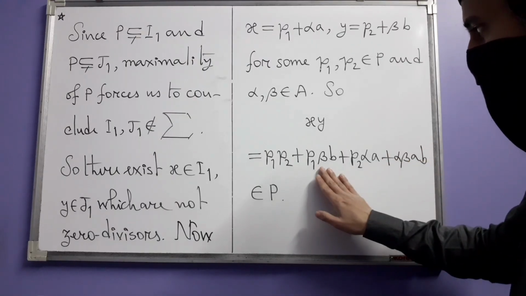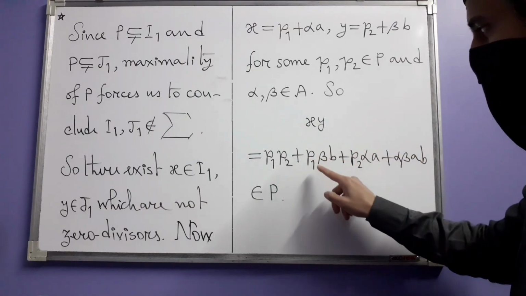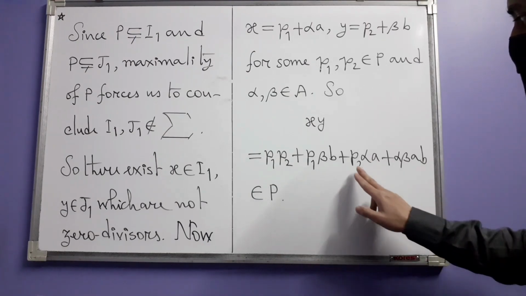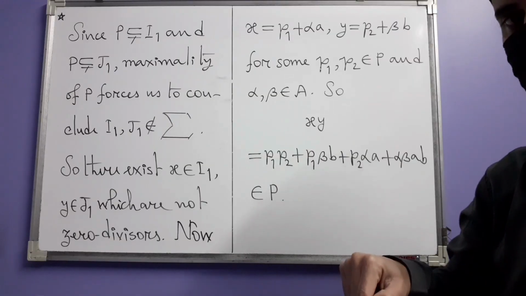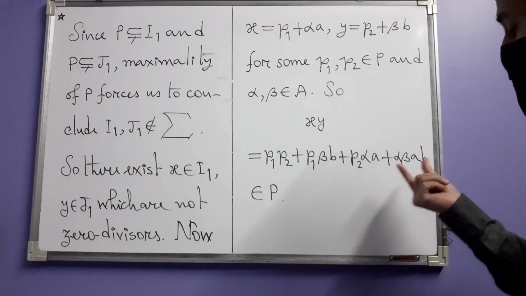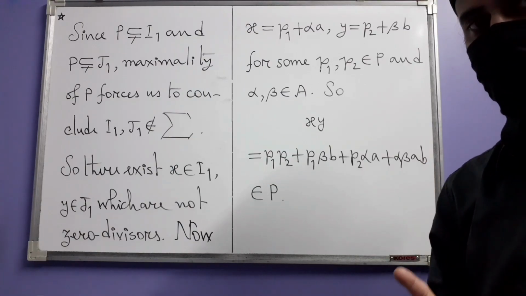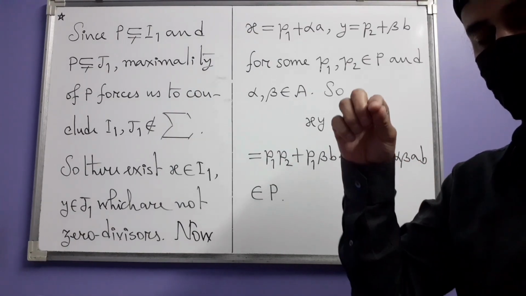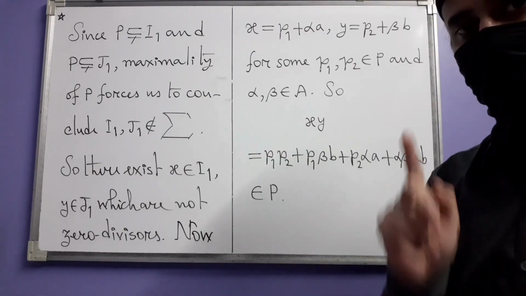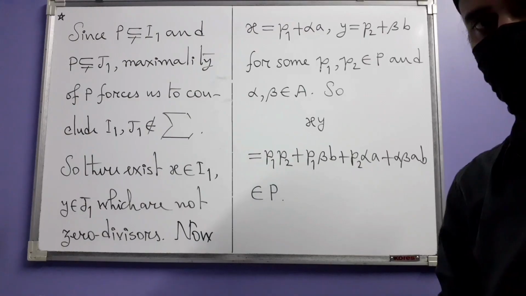Next, what about this second term? Because P1 is already in P and P is an ideal, this product of P1 with some other element beta B is also inside P. Just like that, P2 alpha A also is inside P, again because P2 belongs to P and P is an ideal. And this is also inside P, because if you go back and see the conditions put on the elements A and B, individually they are not inside P, but their product AB belongs to P. So the multiple of AB by alpha beta also belongs to P, again because P is an ideal, and so their sum belongs to P. That means XY belongs to P.